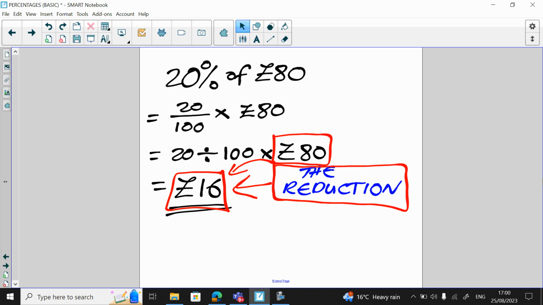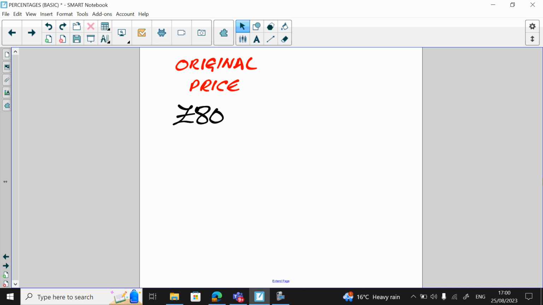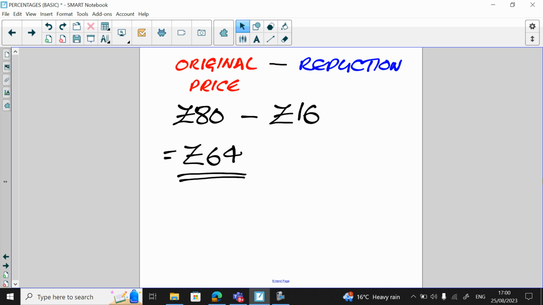Okay, so let's move on to a fresh page here. So I'm just putting a little title here. Original price is £80. I'm going to take away the reduction, which was £16, and hopefully you get £64. Hope we're fine with that. Right, so that's the first one we had with a kind of story, a narrative, what we want to call it.